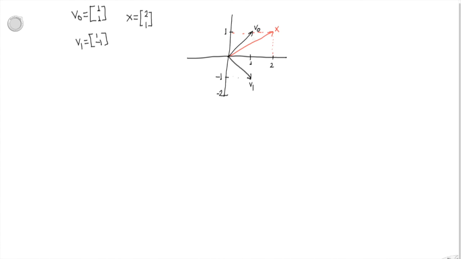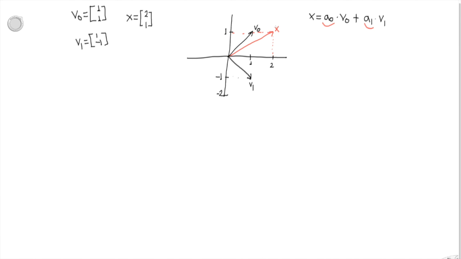Now what I want to do is I want to write x as a number a0 times the vector v0 plus another number a1 times a vector v1. These two numbers here are giving me the amount of v0 that is contained in x and the amount of v1 that is contained in x.